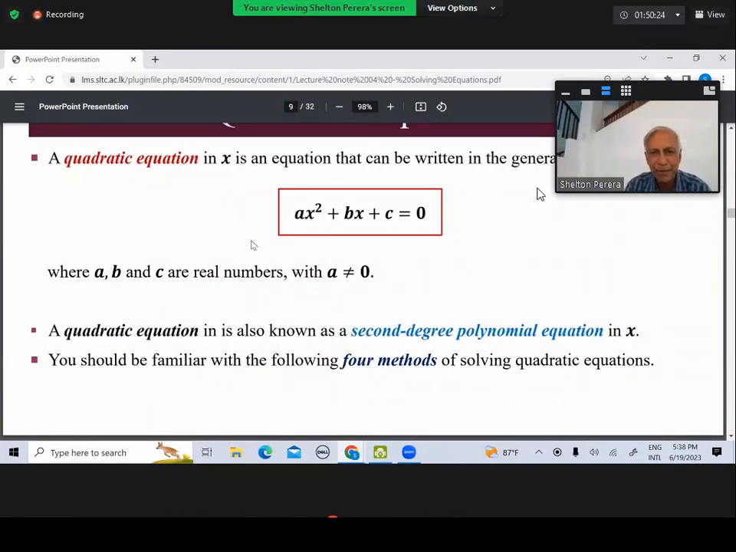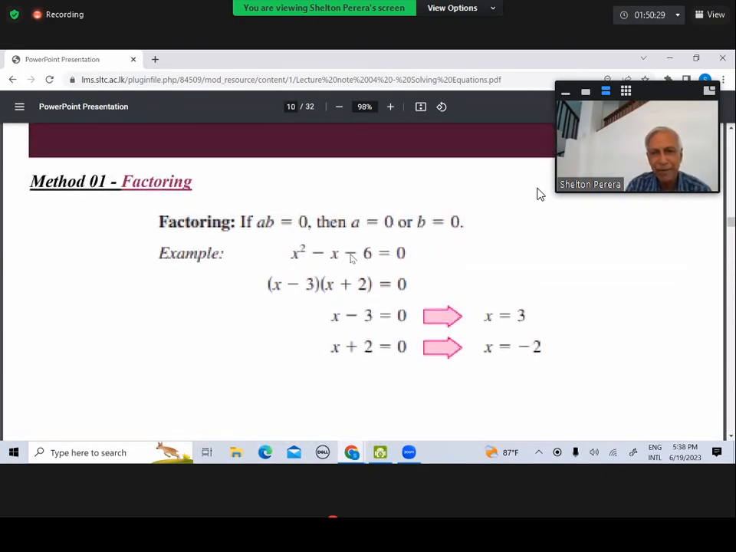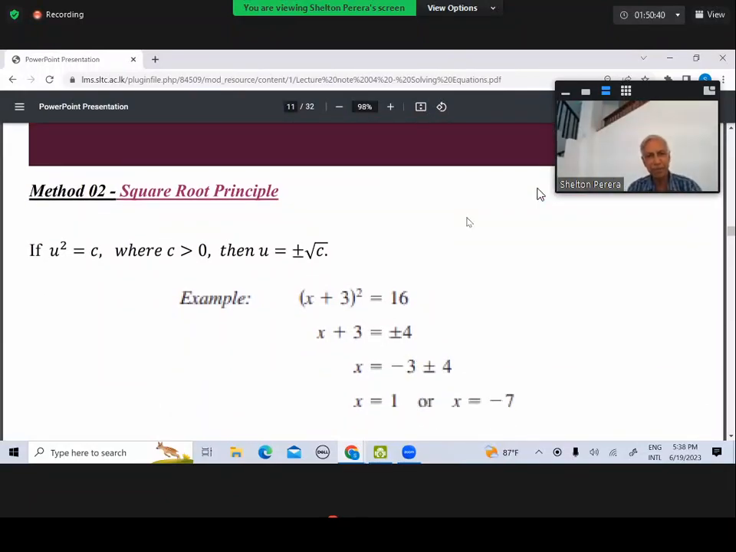Quadratic equations. Quadratic equation was done. And then the first method, by factoring. They have done a different problem. So you try the example, and they have given the reason. I also gave. Then the square root principle. Meaning if u squared is equal to c and c is greater than 0, then u is equal to plus or minus square root c. If c is equal to 0, that they have not mentioned. If c is equal to 0, u is equal to 0.